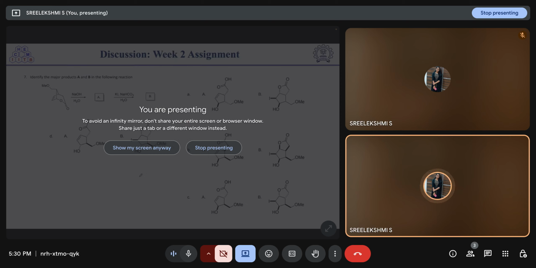Now the next question, identify the major products A and B in the following reaction. So this compound upon treatment with NaOH and H2O, we will get a compound A, which upon further treatment with potassium iodide, sodium bicarbonate and water, we will get a compound B. So we have to identify the correct options for compound A as well as compound B.